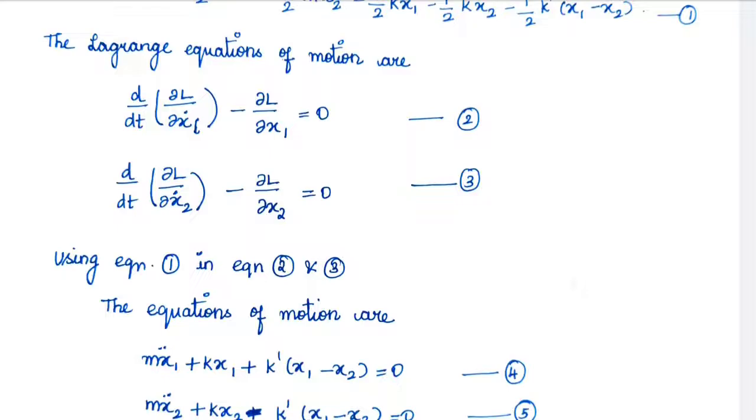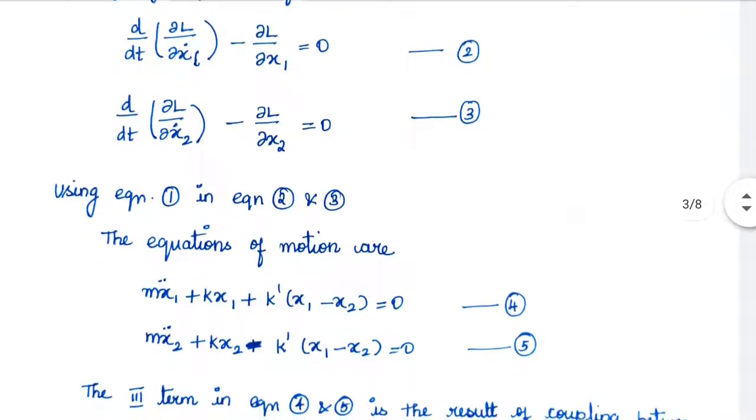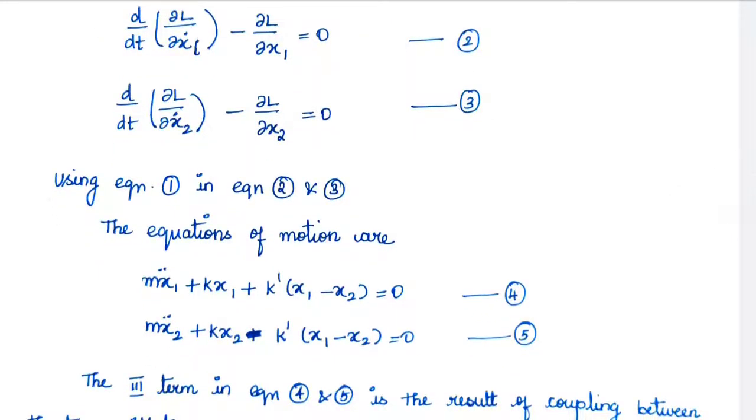Here we have two generalized coordinates, one in terms of x1 and another in x2. So we write two Lagrange's equations of motion, one in terms of x1, other one in terms of x2. So the equation goes like this: d by dt of dou L by dou x1 dot minus dou L by dou x1 equal to 0. The second equation is d by dt of dou L by dou x2 dot minus dou L by dou x2 is equal to 0. So we have the Lagrangian function L. Let us substitute in equations 2 and 3.